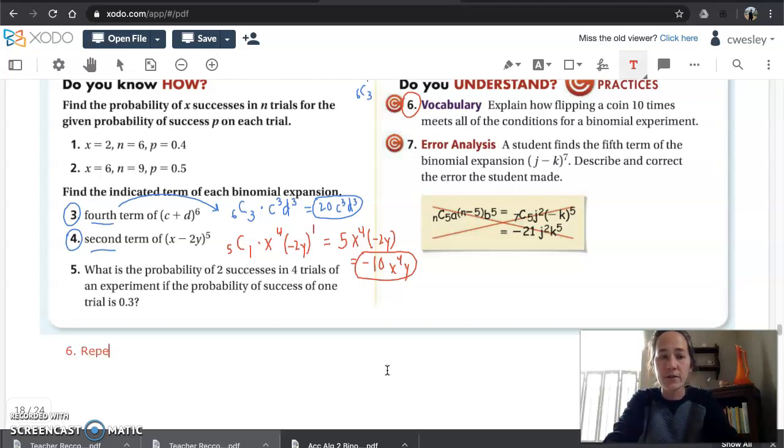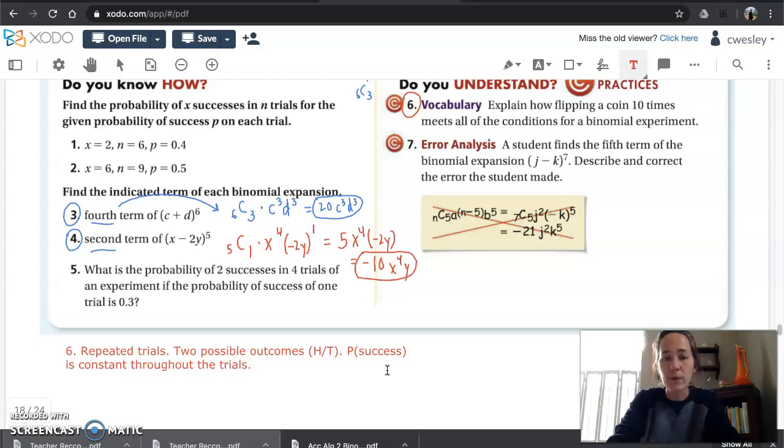You have repeated trials. You're flipping a coin 10 times. That's what that is. Each trial has 2 possible outcomes. You either flip a coin and get heads, or you're going to get tails. That's why they call it binomial, because one of 2 things could be occurring. The probability of success stays the same no matter what. We'll say is constant throughout the trials. You have a 50-50 chance. Probability of heads, let's say, success is going to be 0.5. And this also infers that the trials are all independent of one another.